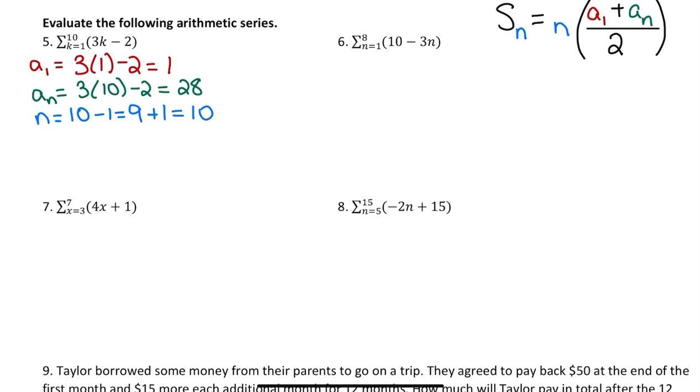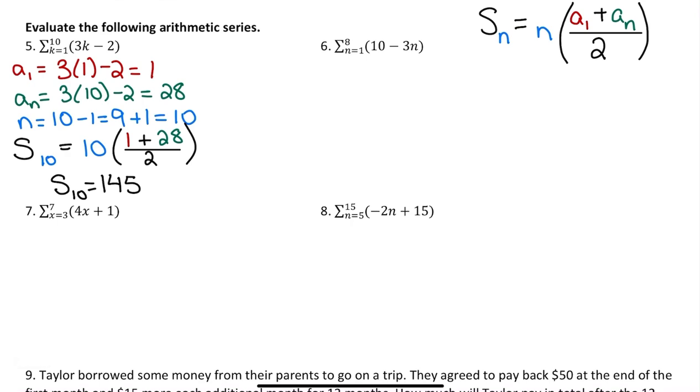Now we can substitute into the equation. The sum of the 10 terms is going to be equal to 10 times the first term, which is 1, plus the last term, which is 28, and all of that will be divided by 2. 1 plus 28 divided by 2 times 10. So the sum of these 10 terms is 145.